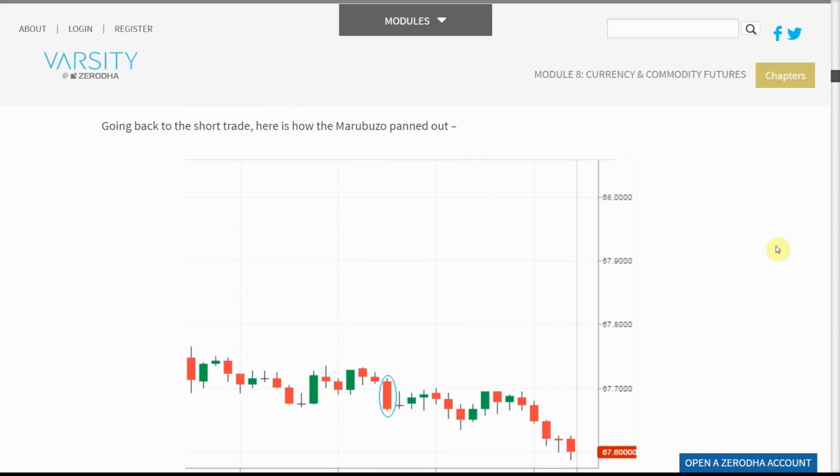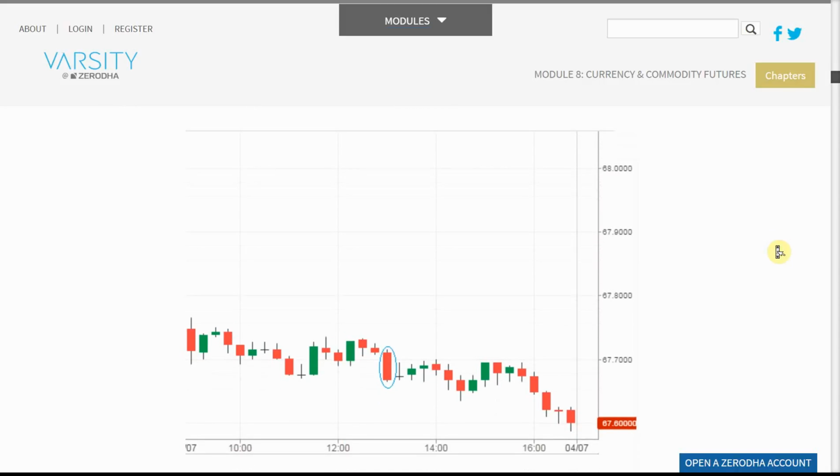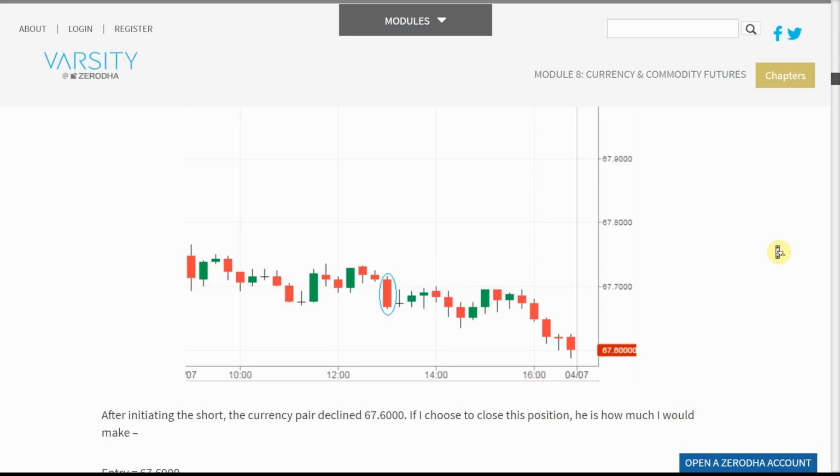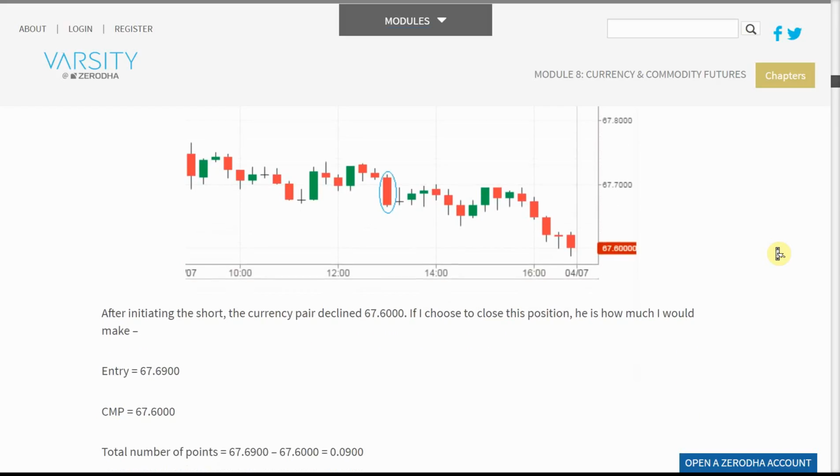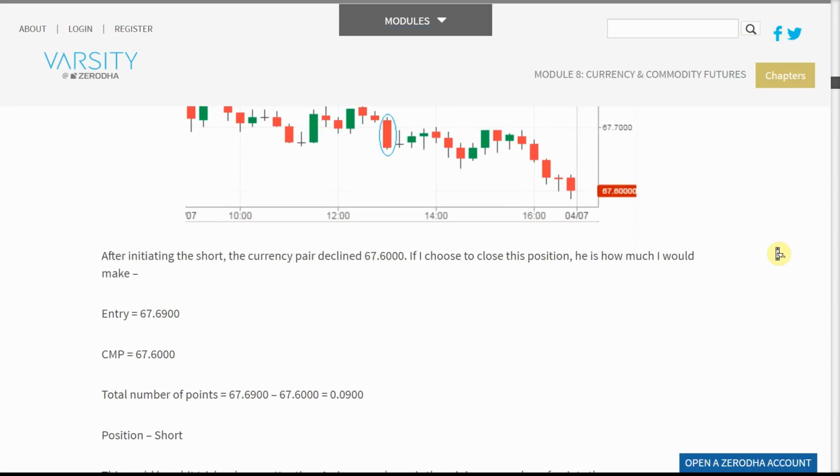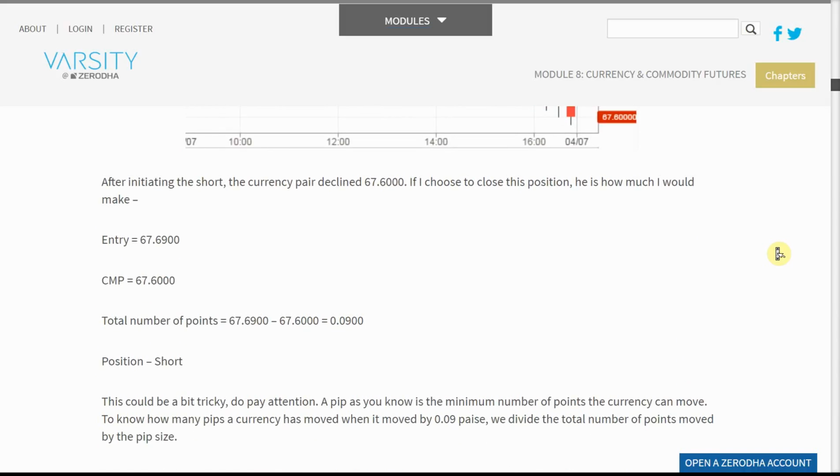Going back to the short trade, here is how the Marubozu panned out. After initiating the short, the currency pair declined to 67.6000. If I choose to close this position, here is how much I would make. Entry = 67.6900. CMP = 67.6000. Total number of points = 67.690 - 67.600 = 0.0900.